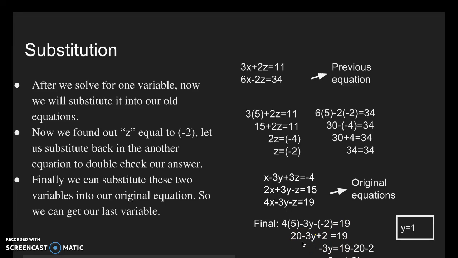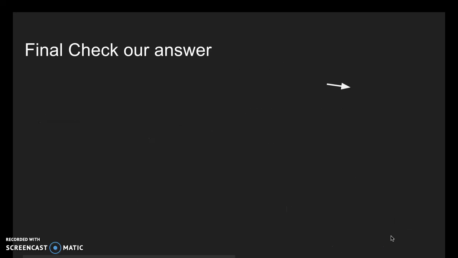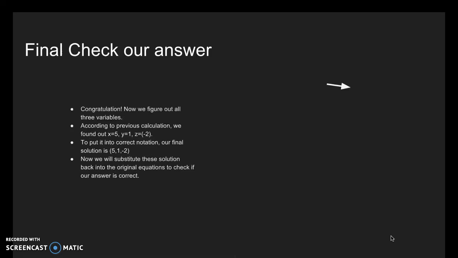So let's simplify it down. We'll subtract 20 and 2 on both sides. So this side we only have negative 3y right here, and this side is 19 minus 20 minus 2, which is 19 minus 22. 19 minus 22 equal negative 3, and negative 3y equal negative 3. We divide negative 3 on both sides. So y equals 1. Yeah, we found out our y now.